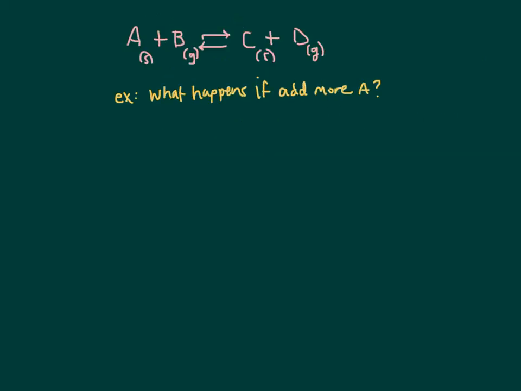All right, and let's do one more quick example. You'll notice this time I gave you states of matter for this reaction. So A is a solid, B is a gas, C is a solid, and D is a gas. And so what would happen if we were to add more A?